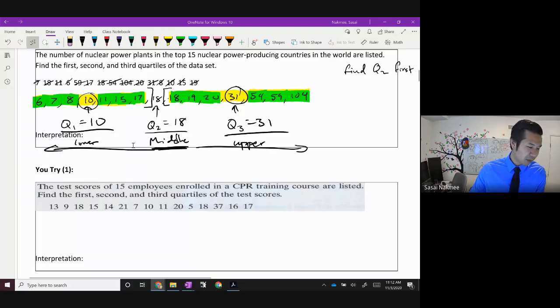But right now, we'll focus more on just the Q1, Q2, and Q3. Find that first, and then we'll talk about interpretations a little bit later.